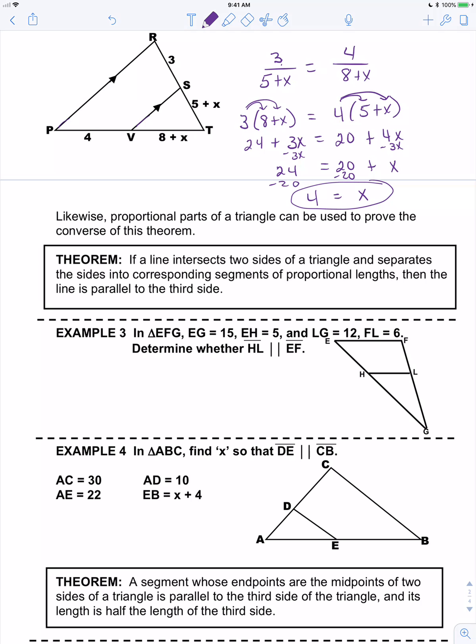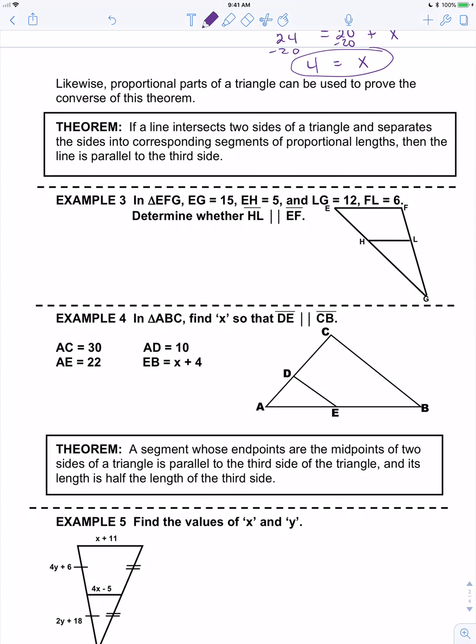So we're going to do the converse of this theorem also, and that tells us that if these corresponding segments are proportional, then those two lines would be parallel to each other. So we're trying to determine if they are parallel. So we're going to label the information that they give us. So we've got triangle EFG. And they're telling us from E to G is 15. Well, E to G, that's the whole length, is 15.